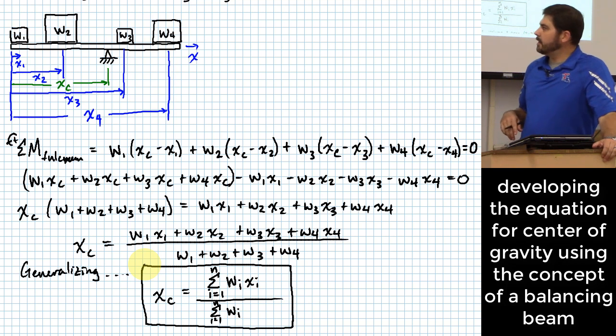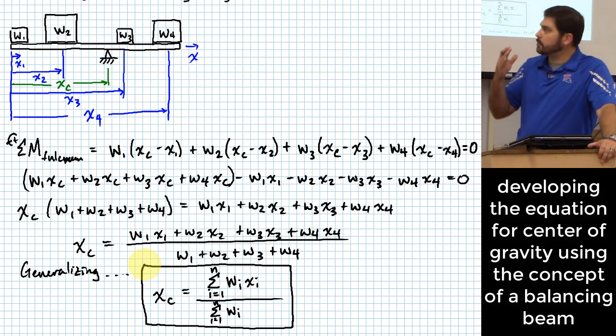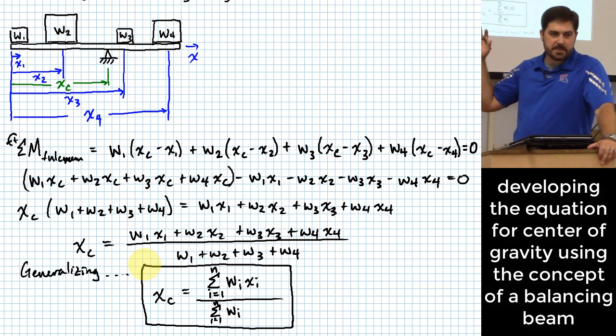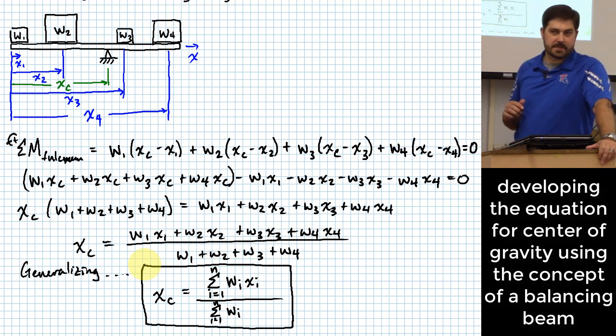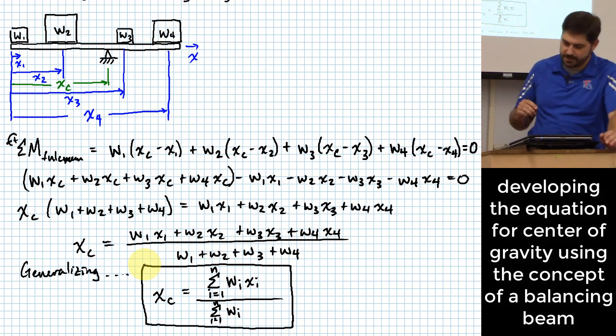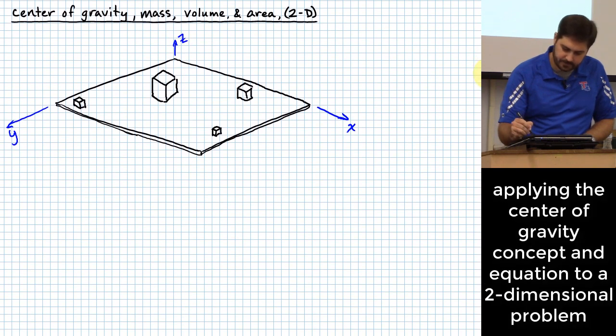All right? And we did it really just by doing a sum of moments around a point for this body. And it holds for however many little bits of weight that we want to have in our system. This is for a one-dimensional system. All right? Can we do it for a higher number of dimensions? Interesting question, okay? So let's take a look.